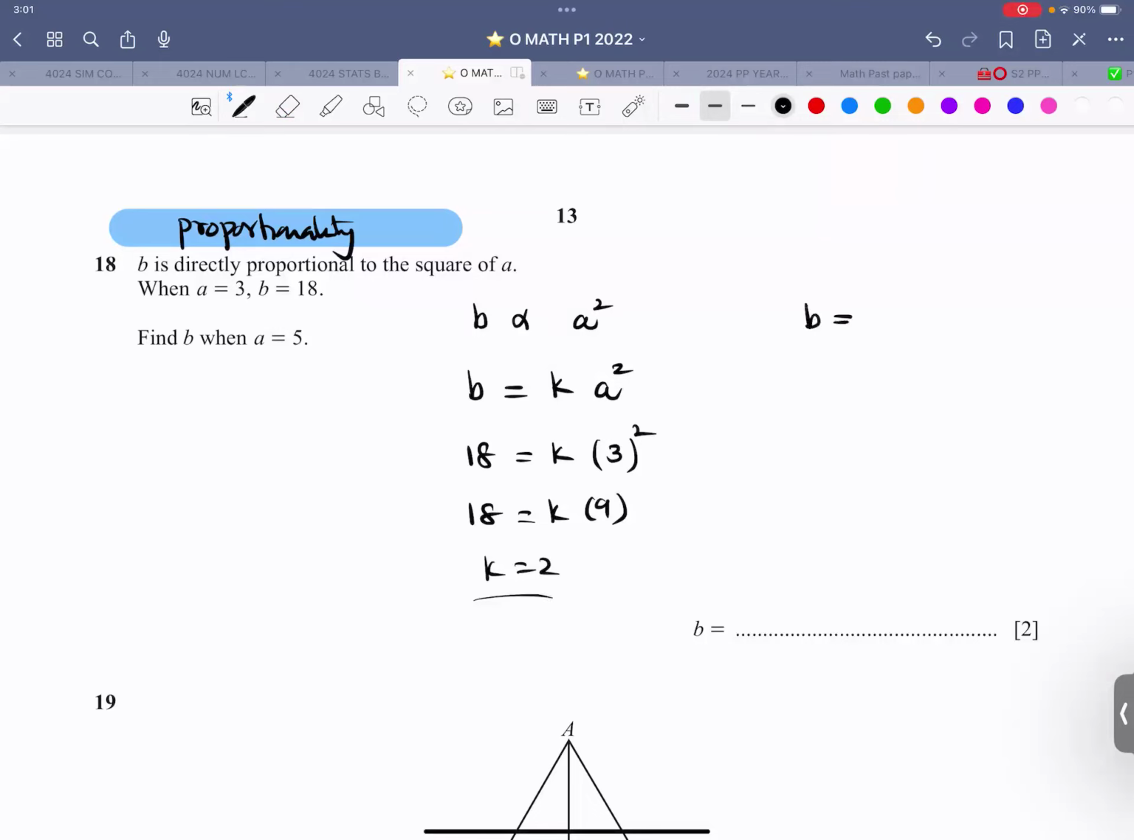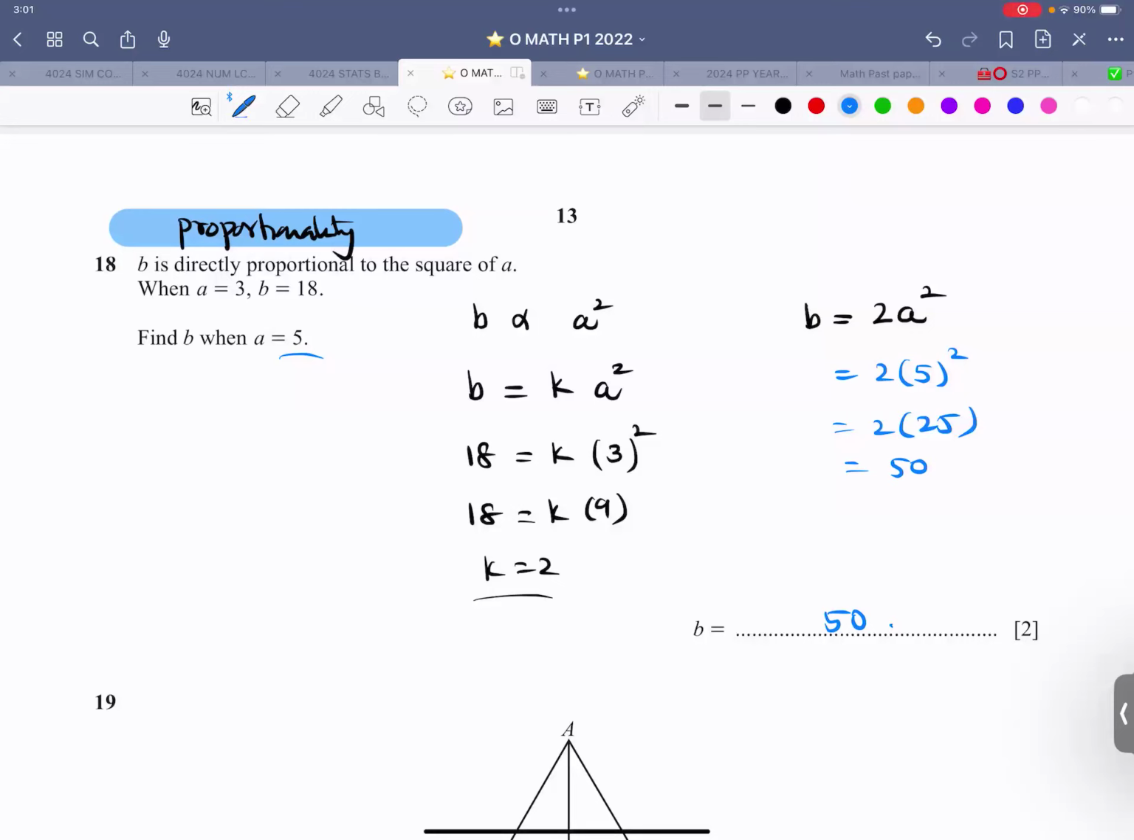Therefore, the equation is B is equal to 2A square. Now, A is 5. So this is 2 into 5 square. That is 2 into 25, which comes out to be 50. So the value of B is 50. So that's the answer for this part.